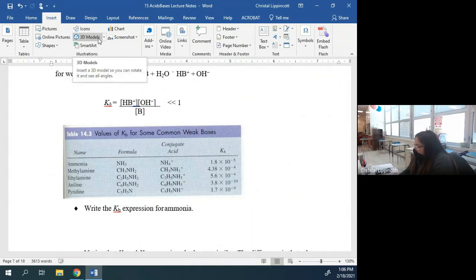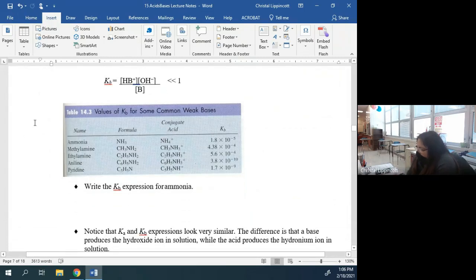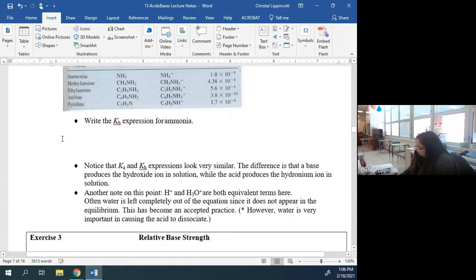All right, so here they want us to write the Kb expression for ammonia. So first of all, we need to come up with the equation for what happens when we put ammonia in water.